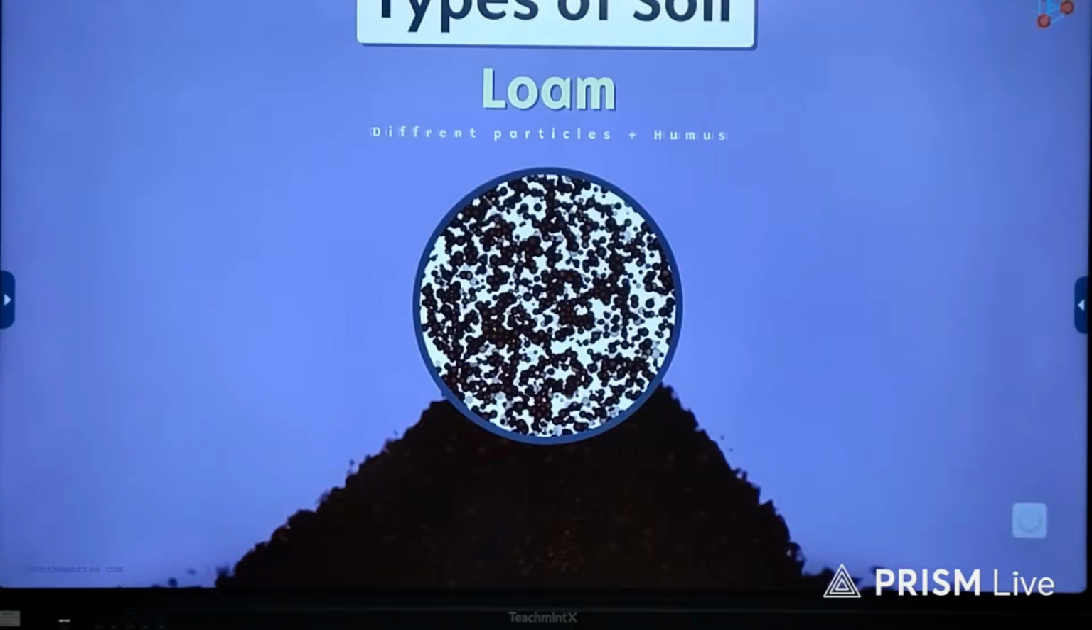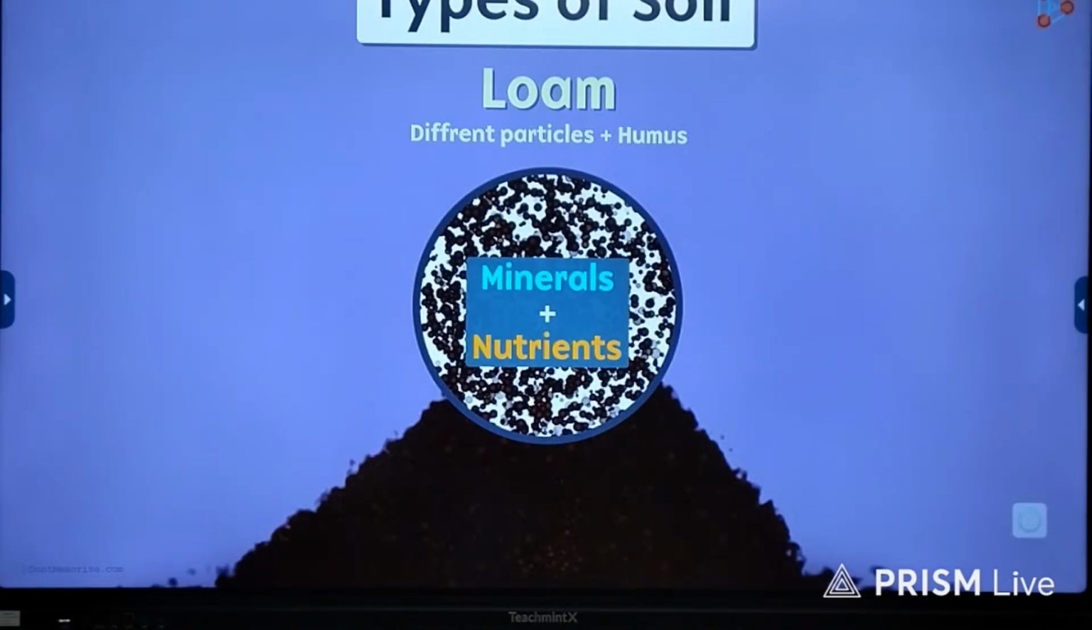Not only the different particles, but the soil has humus as well. Yes, the organic matter formed from the dead decaying animal or plant body is called humus. So, is it due to the presence of humus that this soil is black in color? Absolutely. And it even has a lot of mineral and nutrient content.